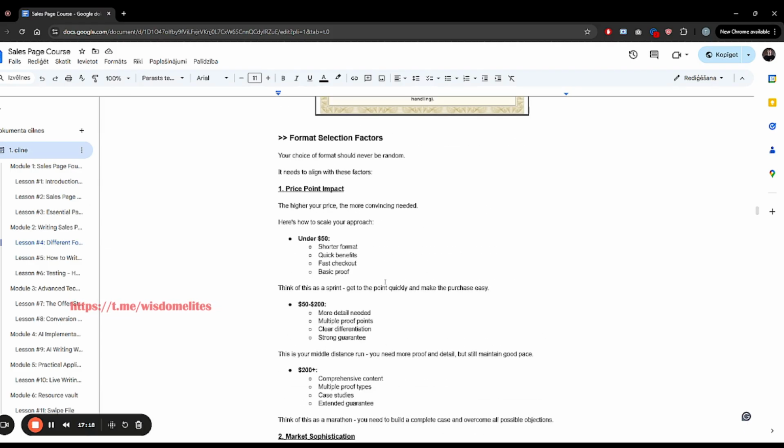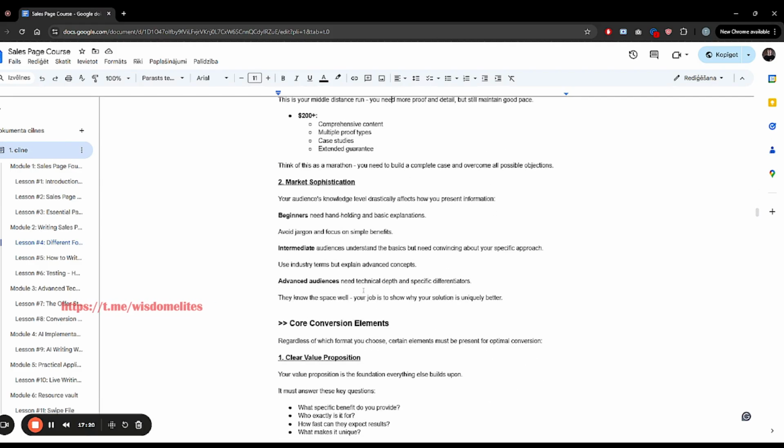Now, moving on, another selection factor is market sophistication. Your audience's knowledge level drastically affects how you present information. So beginners need hand-holding and basic explanations. If they don't know the problem, or they're not sure why they're having the problem, and they don't know about the solution, avoid jargon and focus on simple benefits.